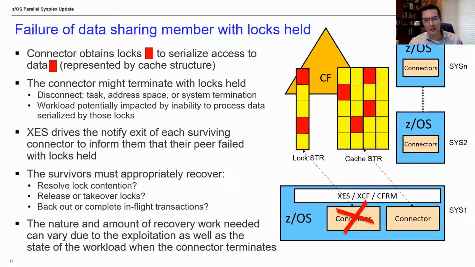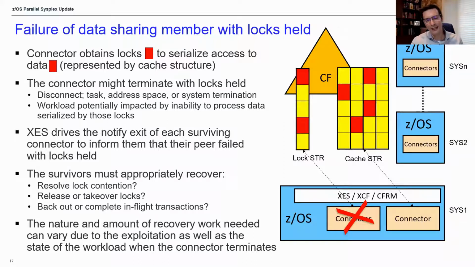And we have a lock structure here that's represented by this vertical bar. And in this case, we have a cache structure, which maybe represents the data that's serialized by the lock structure. Of course, your data sharing application doesn't have to have a cache structure, and the lock structure could be used to serialize other things. The bottom line is I have data that needs to be serialized, and I have a lock structure that I'm using to accomplish that, right? So the issue we have is that if you look at the bottom of the screen here, we have a connector that fails.